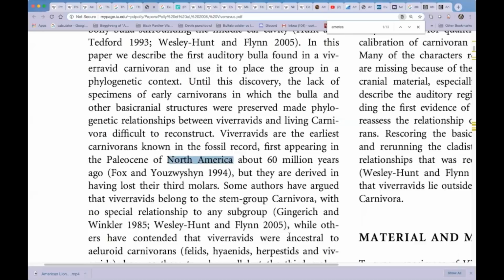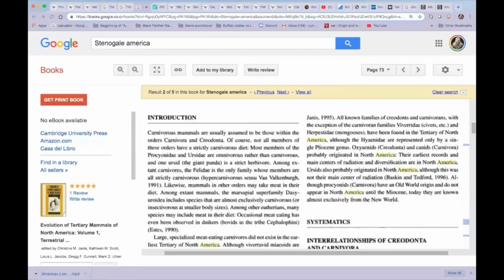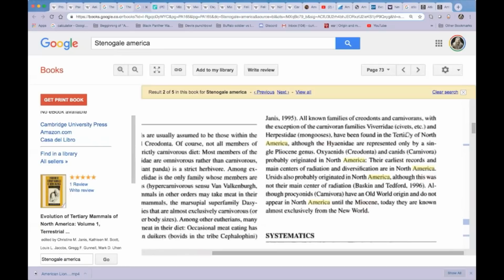We're in this book called Evolution of Tertiary Mammals of North America, Volume 1. It's very small here, but I'll read it out to you. It says, all known families of creodonts and carnivorans, with the exception of the carnivoran families Viverridae and Herpestidae, mongoose, have been found in the territory of North America. Even before the Viverravids came around, we're talking about a very long time ago, Tertiary North America. Although the Hyaenidae are represented only by a single Pliocene genus, we have creodonts and canids, Carnivora, canids or dogs.